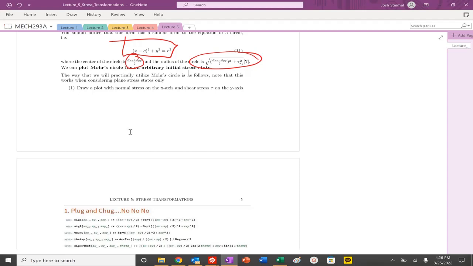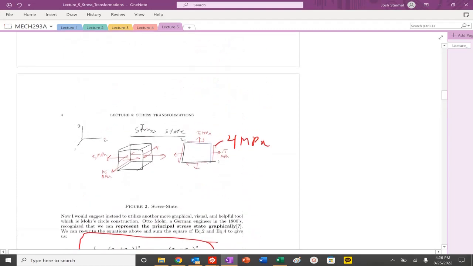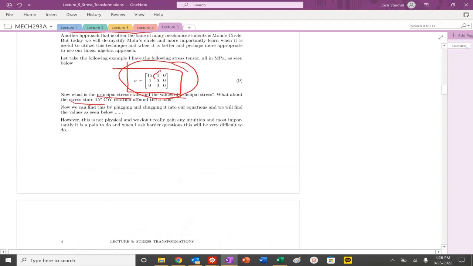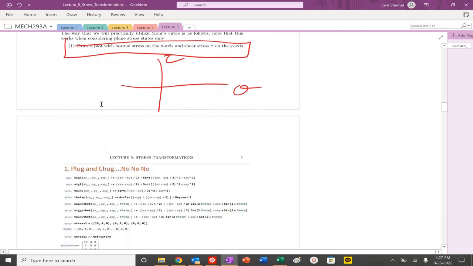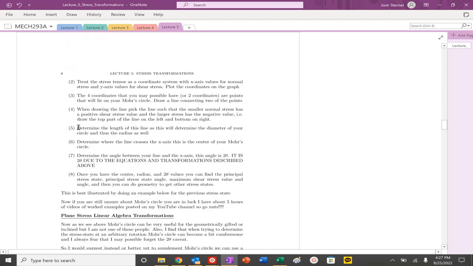So how do you actually practically utilize Mohr circle? You draw a plot with the normal stress on the x-axis and the shear stress on the y-axis. Remember, up here, these would be our tau values. Tau is our y values, and these are our x values, our normal stresses. So remember to distinguish between normal stress and shear stress in the stress tensor. You're going to draw a plot there. You treat the stress tensor as a coordinate system: x-axis for normal stresses, y-axis for shear stresses.